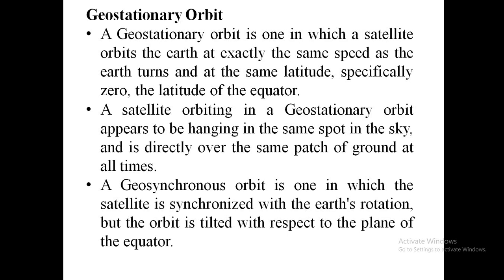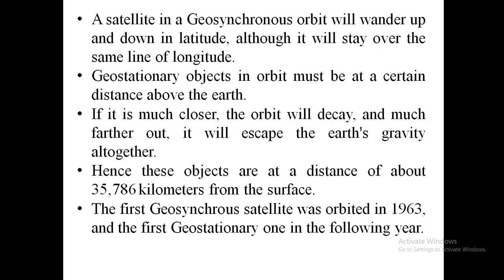A geosynchronous orbit is one in which the satellite is synchronized with the Earth's rotation, but the orbit is tilted with respect to the plane of the equator. A satellite in a geosynchronous orbit will wander up and down in latitude, although it will stay over the same line of longitude. Geostationary objects in orbit must be at a certain distance above the Earth.